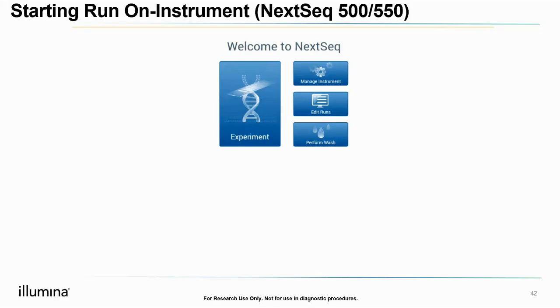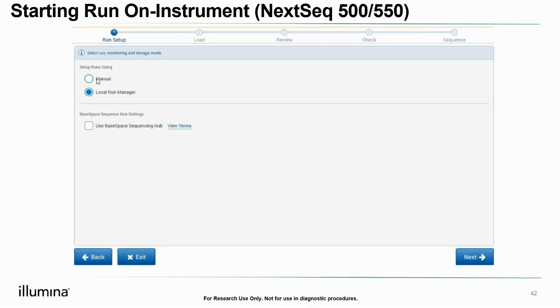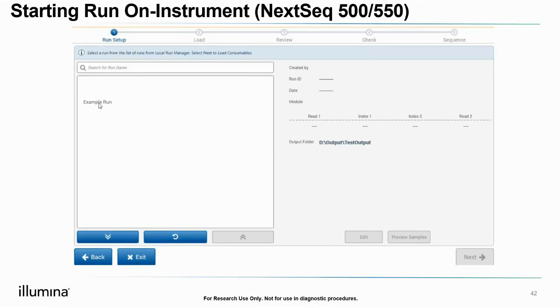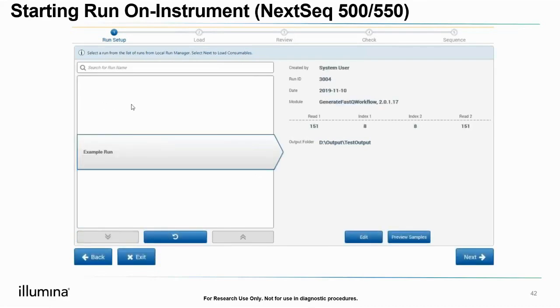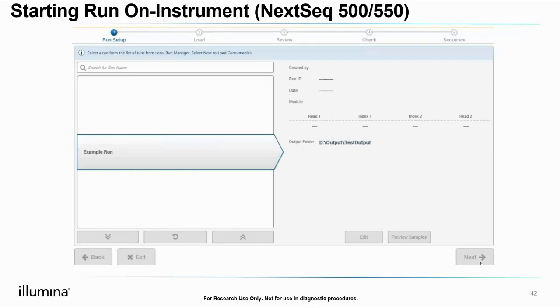Okay, and the last one is the NextSeq instrument, but it will be similar to the MiSeq. Once you click on sequence here, you see there are 2 options, manual mode and Local Run Manager mode. You also have the option to use BaseSpace for run monitoring and storage, or run monitoring only. Now let's click on next. You should be able to see the run list, and select the run that you created in Local Run Manager. You have the option to edit, and you can also edit the output folder here. Just make sure everything is correct, and then save and perform the next step to start the run.